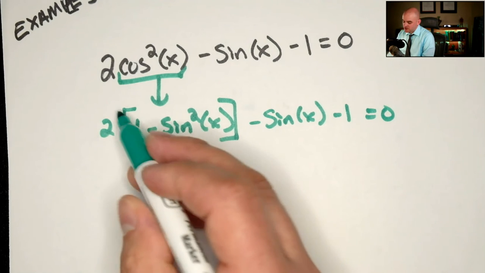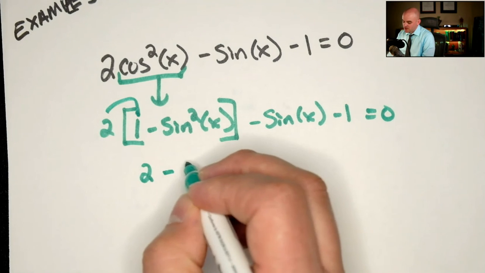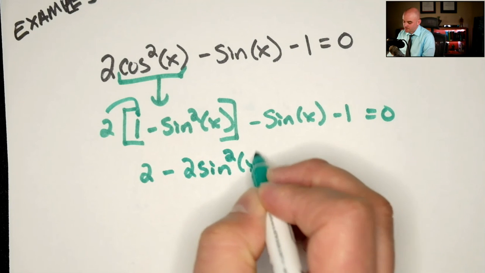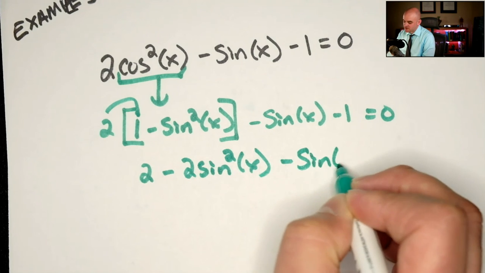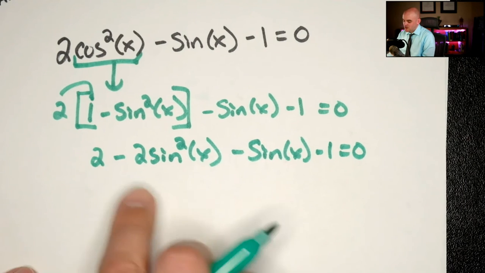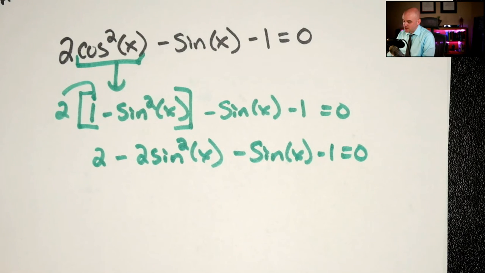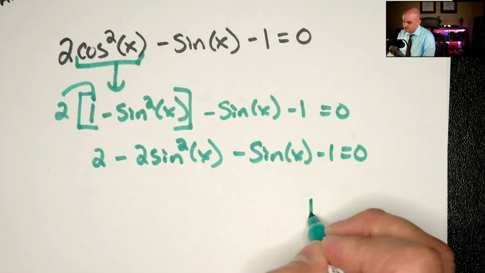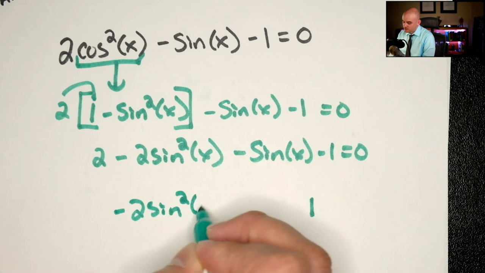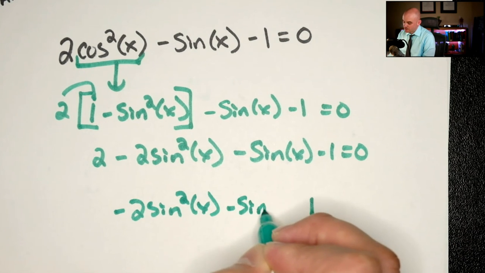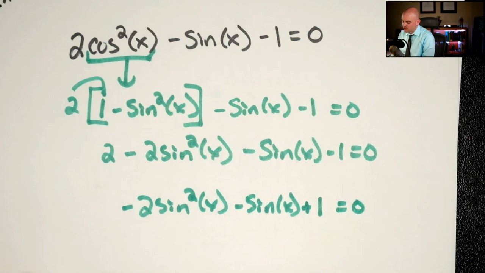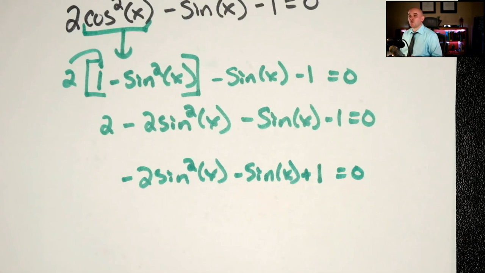So this gives me 2 times, or not times, but minus 2 sine squared minus sine of x minus 1, and this equals 0. And I'm going to combine some like terms. 2 and -1 give me positive 1. So I end up with negative 2 sine squared minus sine plus 1 equals 0. And notice that this is a quadratic.